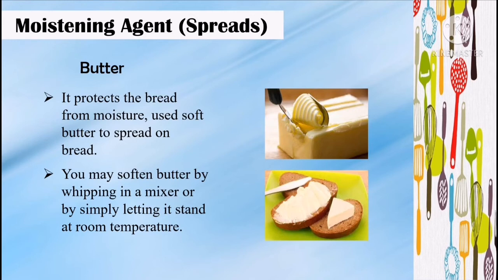Butter is the most common spread and an excellent barrier. Butter protects the bread from moisture. Use soft butter to spread on bread. You may soften butter by whipping in a mixer or by simply letting it stand at room temperature. You may use margarine as a substitute or a flavored butter.